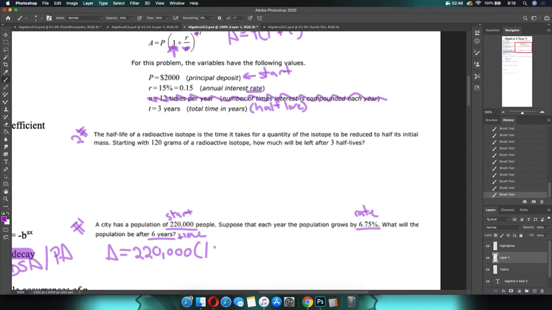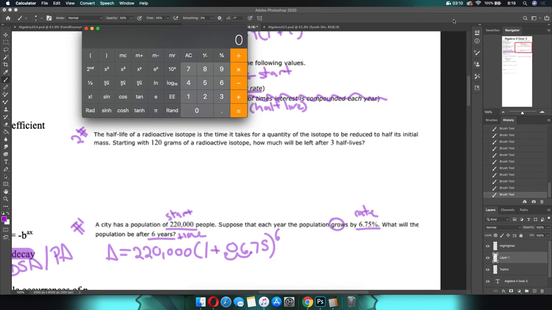Then the question is, is this growth or decay? This is growth, so that means it's going to be plus. What's our rate? We're going to take our 6.75. That's the percent. We need to convert it to a decimal, so I'm going to move the decimal over 2 places. So 0.0675 to the power of how many years? 6. So let's pull out a calculator and see what kind of number gets spat out.